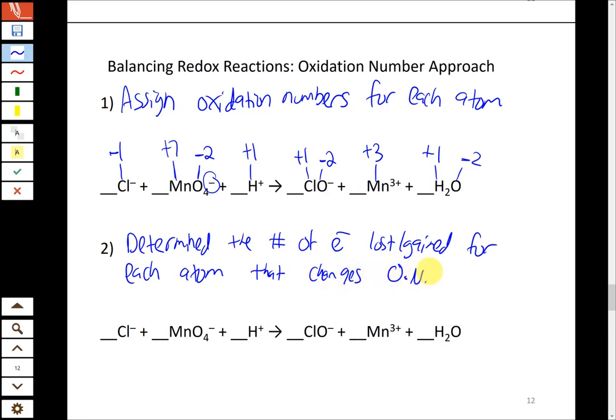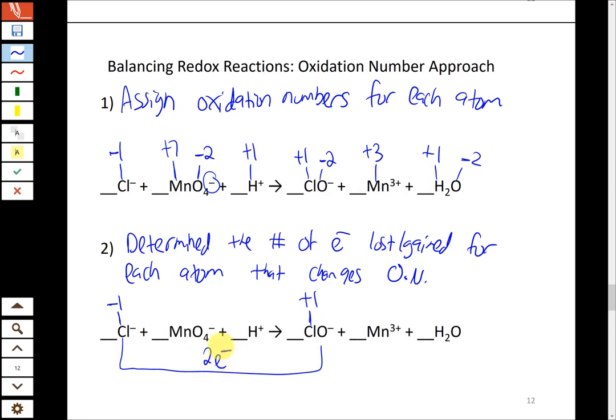So if we go back up and see which ones are changing, we'll notice that chlorine is -1 on the reactant side and +1 on the product side. So that's one of the ones that's changing its oxidation number. And so this one here, Cl minus to ClO minus, -1 to +1 is a difference of 2. The difference between -1 and +1 is 2 on a number line. So this one's going to be 2 electrons.